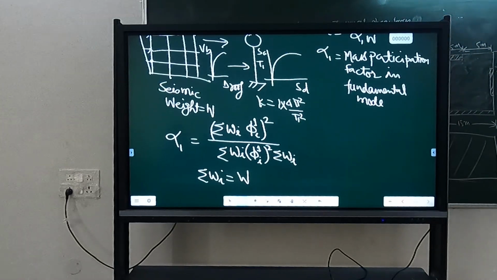SA and SD are the same quantities because they are convertible. Yes, it is convertible if you know the period. Yes, if I know the period. Okay, the single degree of freedom system.